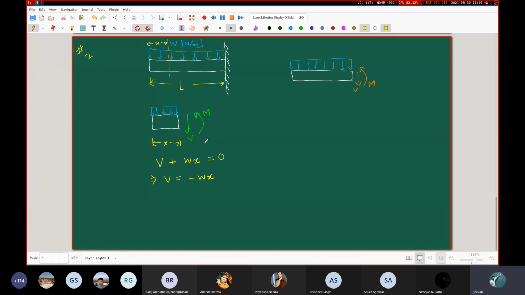So you think about what is going to happen to the M, and tomorrow we'll finish it up, along with another example, and then we'll start solving the problems from the tutorial sheet.